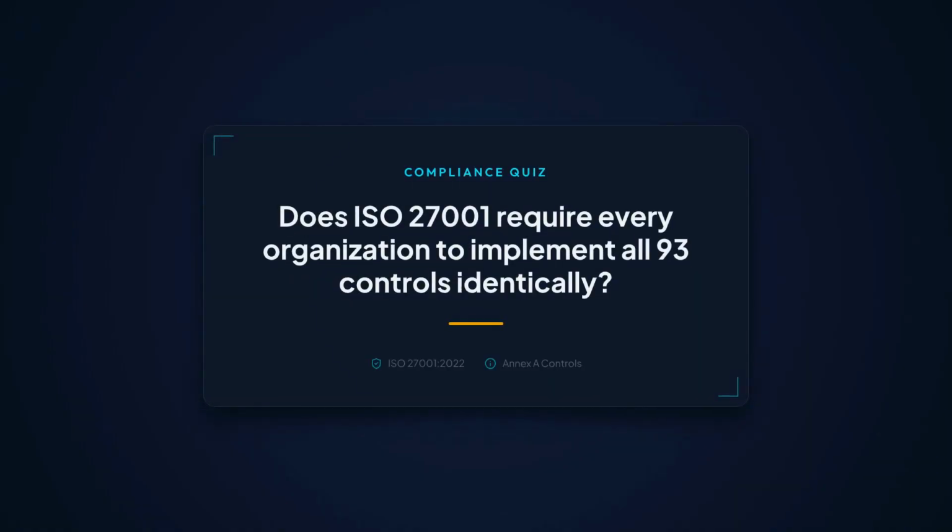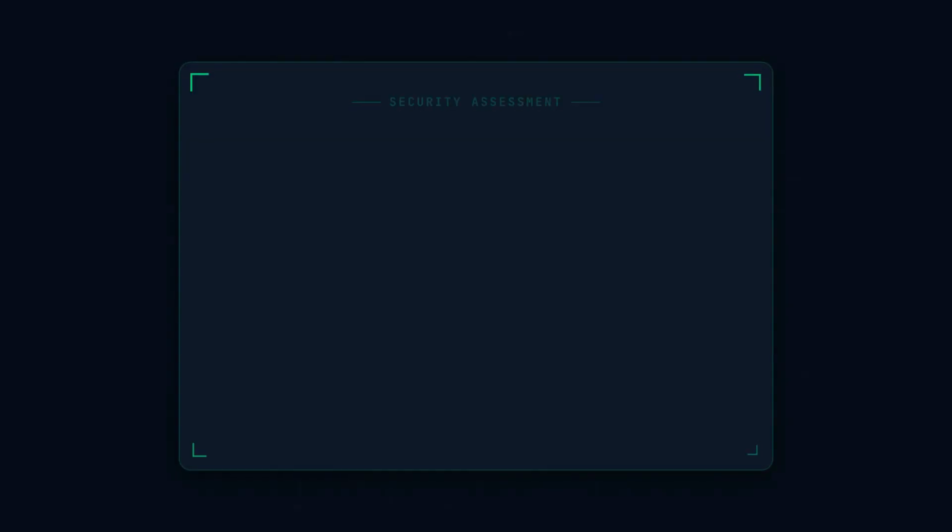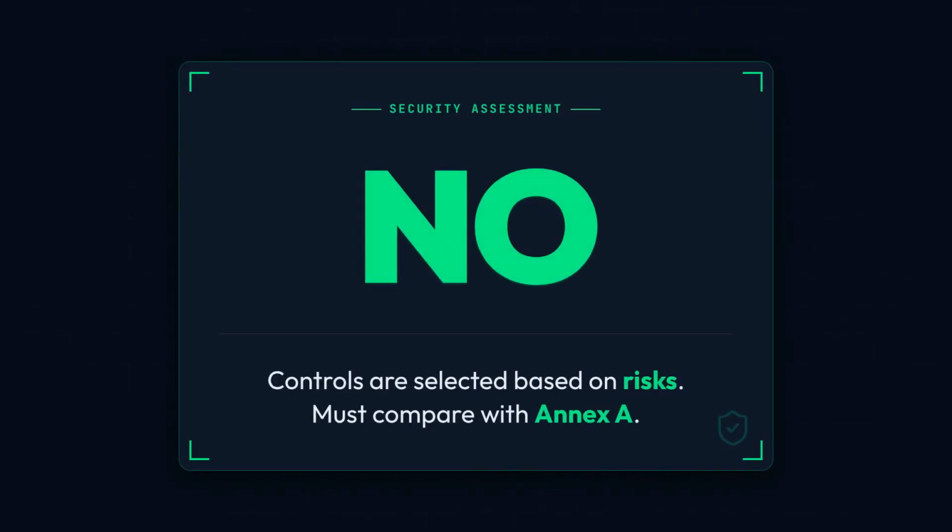We have a quick 4-question knowledge check for you. Question 1. Does ISO 27001 require every organization to implement all 93 controls identically? Take a moment. The answer is no. Controls are selected based on your unique risks, but you must always compare your selection with Annex A to be complete.